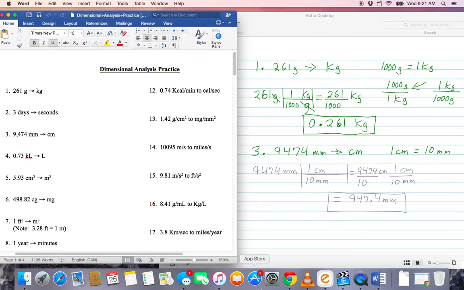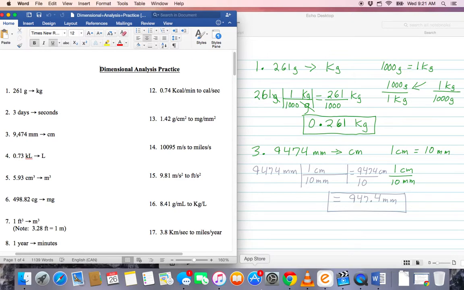How do we know that? Well, we know that milli is a thousandth, and centi is a hundredth, so they are an order of magnitude away from each other, which is 10. 1 decimal place away. Therefore, our conversion factor is 1 centimeter for every 10 millimeters.